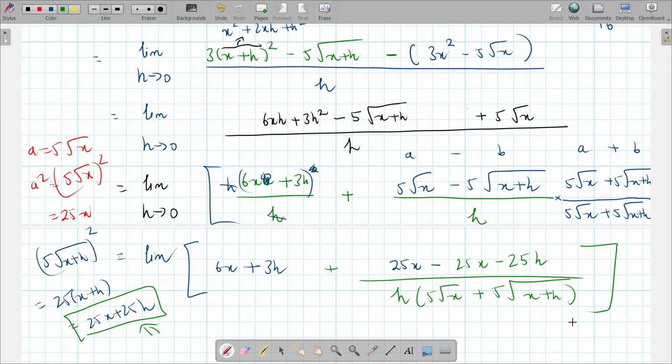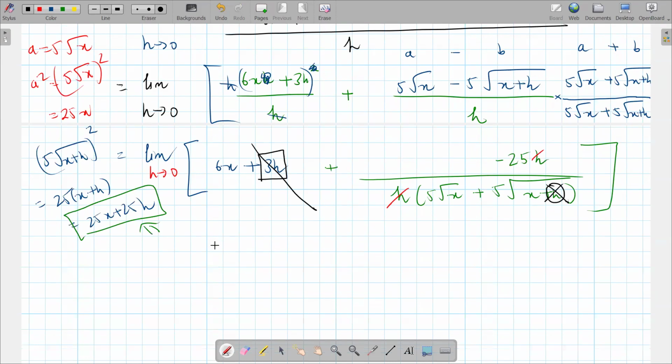Can we cancel out the 25x's? Yes. Can we cancel out the h in the numerator and the h in the denominator? This and this? Yes. So now all our h's in the denominator are gone. Once the h's disappear, you're allowed to plug 0 back in for any remaining h's. So 3 times 0, 0. 5x plus 0, 0. And that's it.